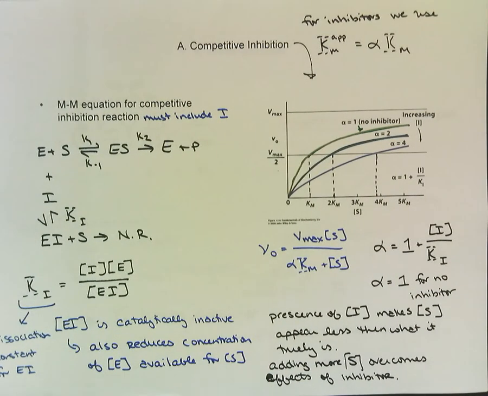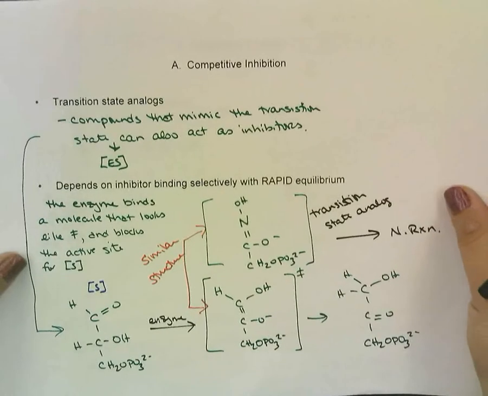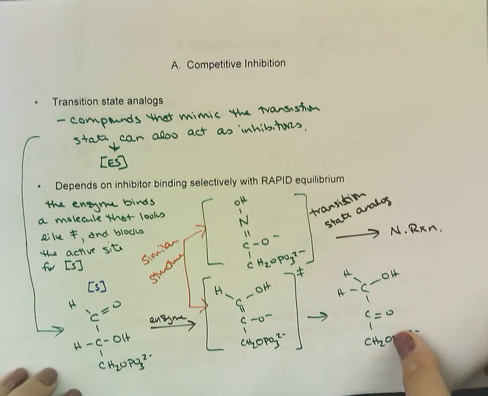Can't get it all on the screen at once. All right. So where we left off last Friday is we had covered competitive inhibitors. So competitive inhibitors could be transition state analogs, a molecule that looks like the transition state.